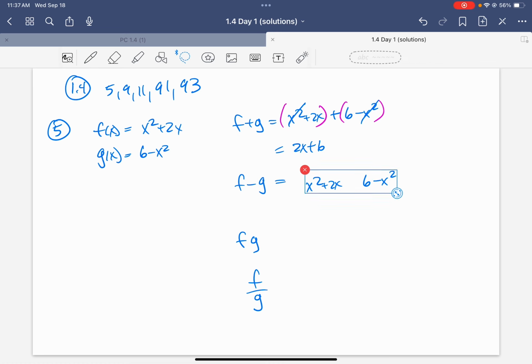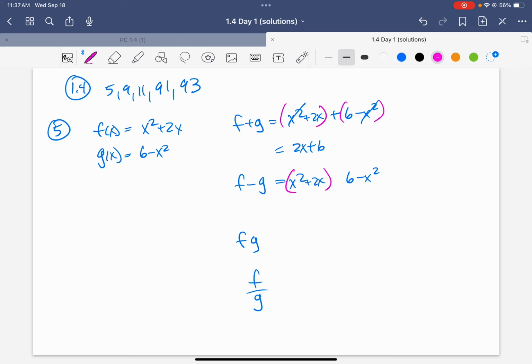Now, if I take one minus the other, again, parentheses are so important that you're taking the entire function f minus the entire function g, because now distributing through this negative, caution, use parentheses as often as you can. So here, using these parentheses, I get x squared plus this. Distributing through the negative, I get negative 6 and positive x squared. So now I have 2x squared, plus 2x, and minus 6.